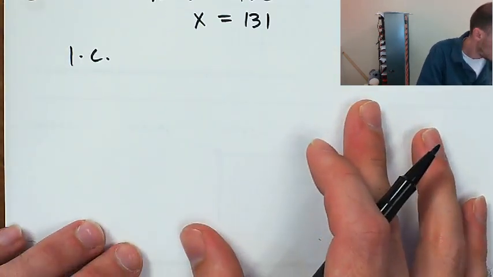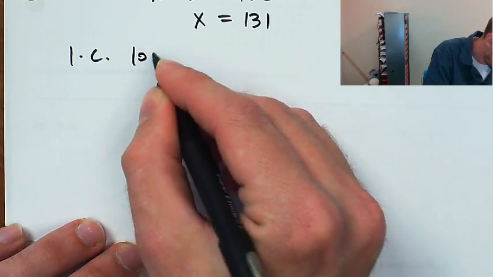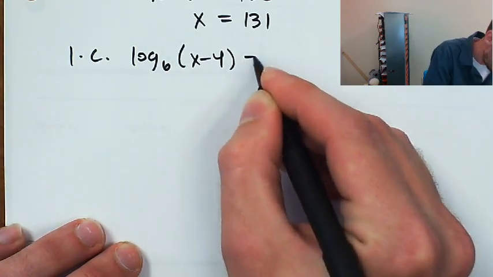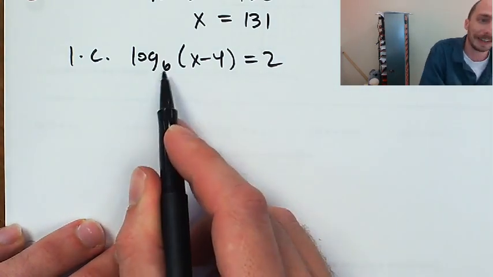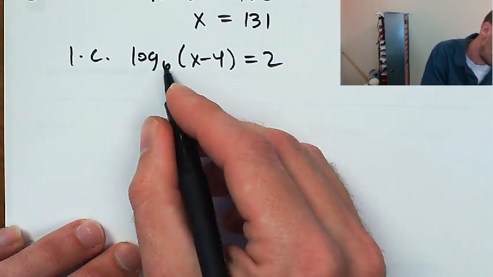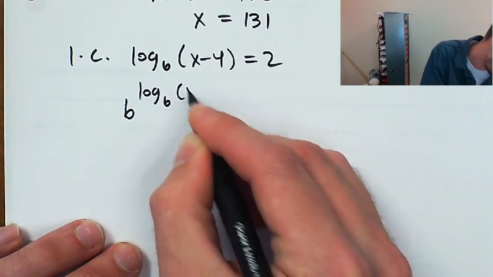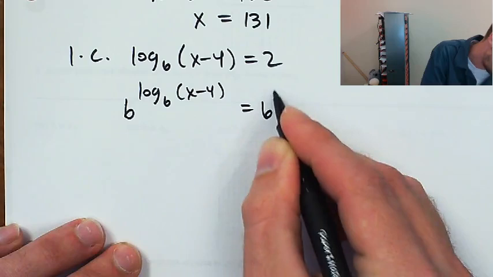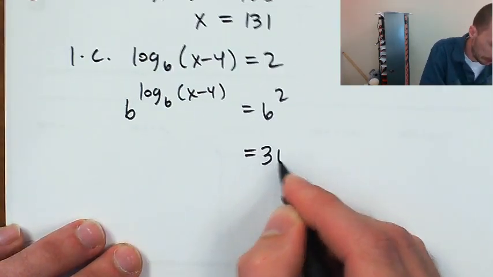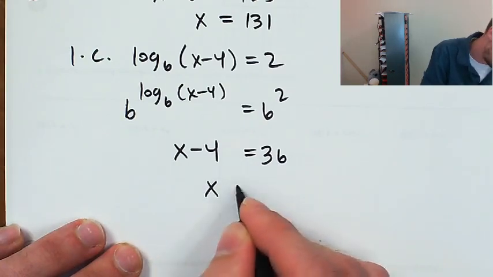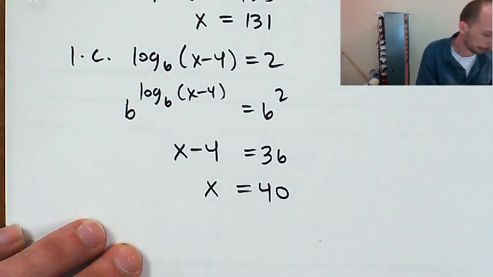Okay, for C, I'll have log base 6 of x minus 4. That's going to equal 2. So I'm going to take 6 to both sides power, because the base of the log needs to be the base of the exponential. So 6 to the log base 6 of x minus 4 equals 6 to the 2. So that's going to be 36 here. I'll have x minus 4 over here. I'll add 4 to both sides, and I'll get x equals 40.